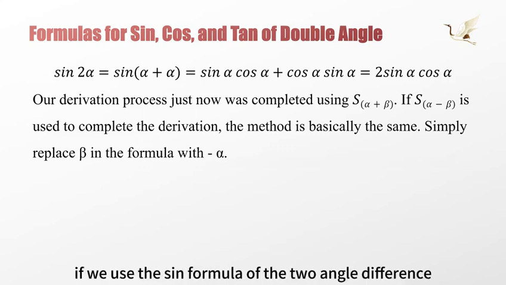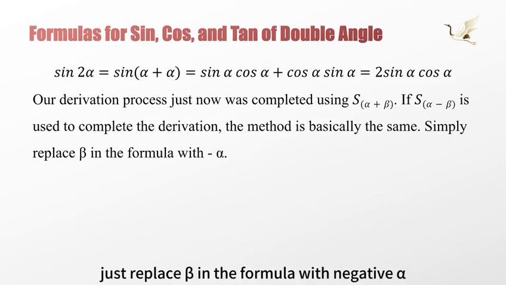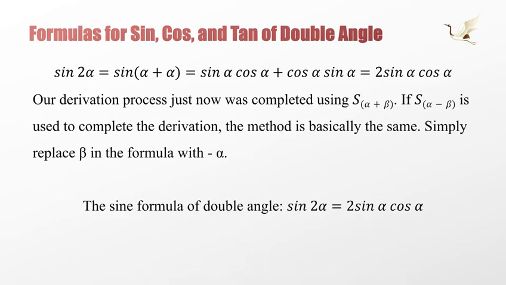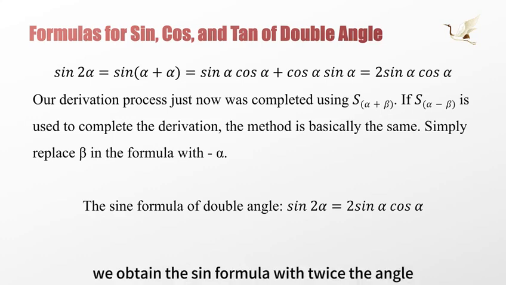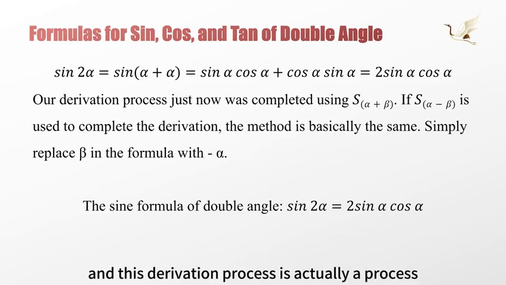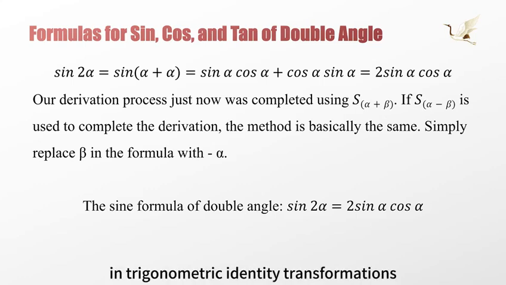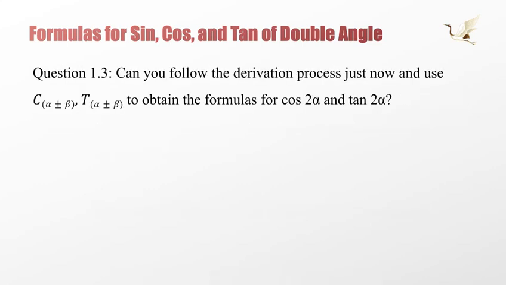If we use the sine formula of the two-angle difference to complete it, the method is basically the same. Just replace beta in the formula with negative alpha. In this way, we obtain the sine formula for twice the angle, where sine 2 alpha is equal to twice sine alpha cosine alpha, and this derivation process is actually a process from general to specific. In the future, this method will be very useful in trigonometric identity transformations.